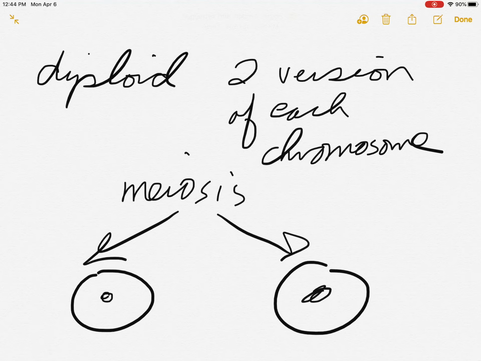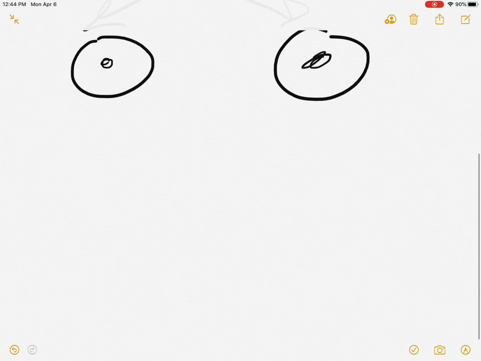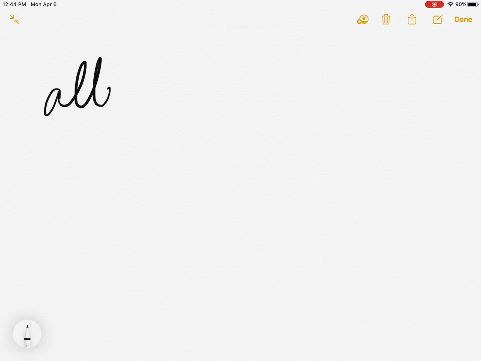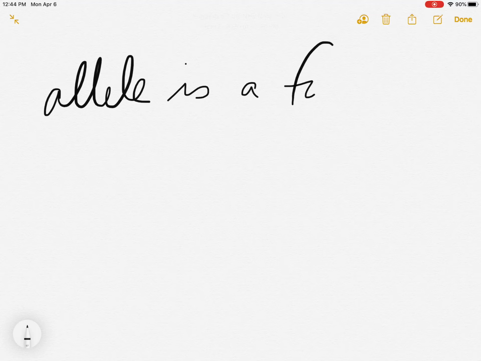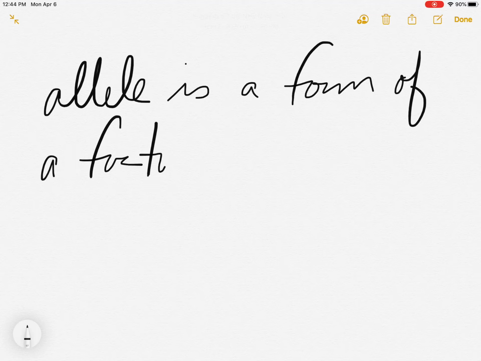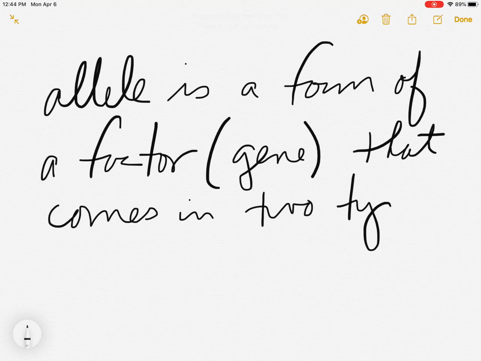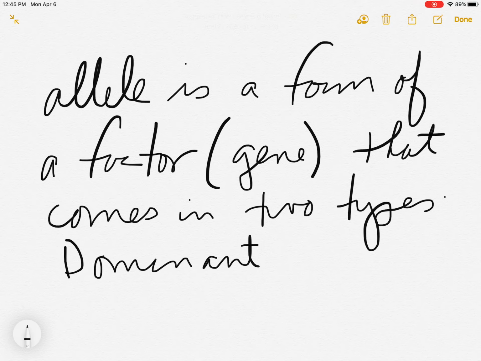So he has a name for these. He calls them alleles. So an allele is a form of a factor or a gene that comes in 2 types. It's either dominant or recessive.